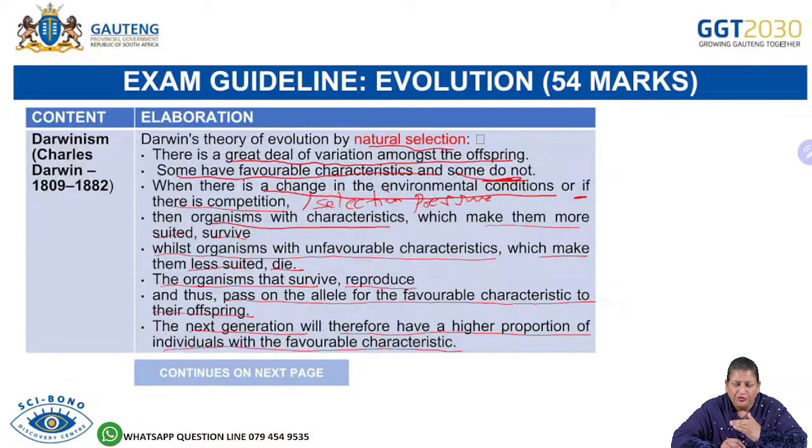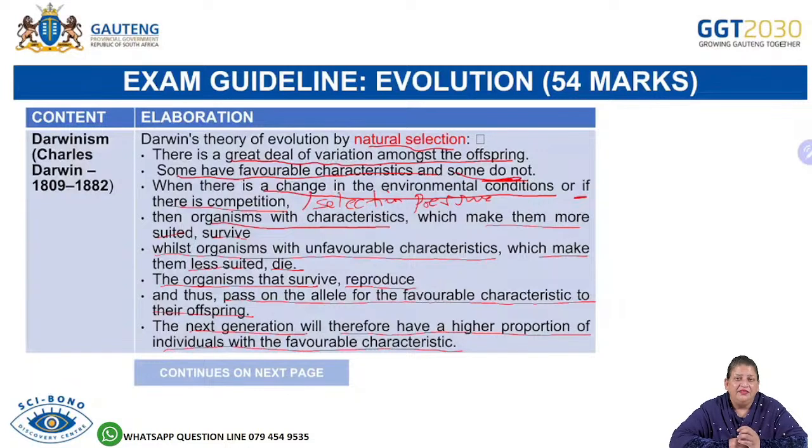So I'm just going to go through the general one more time. You must remember, they must say that populations produce a large number of offspring. In other words, every population can't just produce one or two offspring. There's a large number. Two, there is a great deal of variation in the offspring. Three, some of the offspring have advantageous characteristics and they will survive, and those that have disadvantageous characteristics will die.